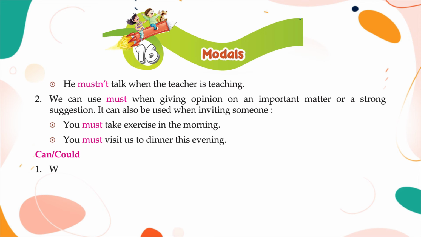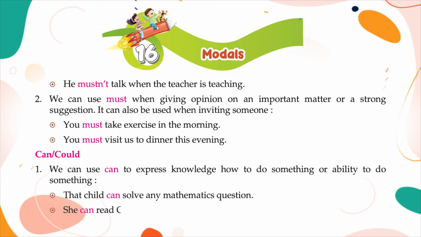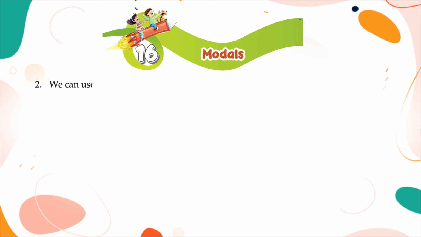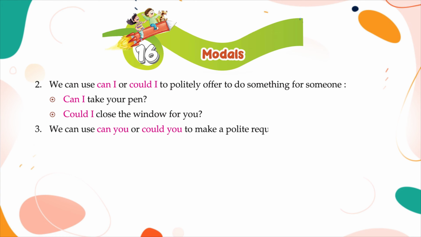Can or could. We can use can to express knowledge of how to do something or ability to do something. That child can solve any mathematics question. She can read German. We can use can I or could I to politely offer to do something for someone. Can I take your pen? Could I close a window for you? We can use can you or could you to make a polite request. Can you help me with some advice? Could you listen to me?